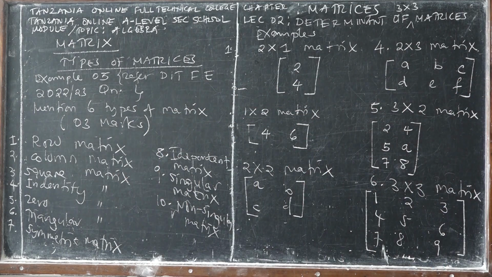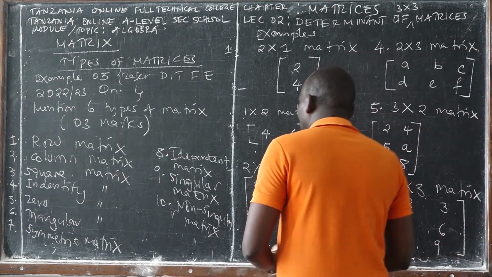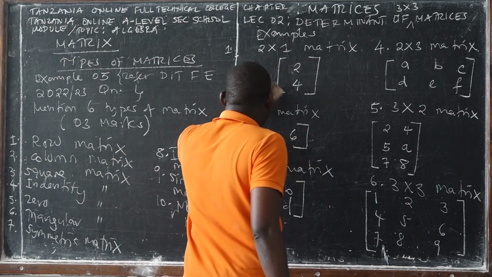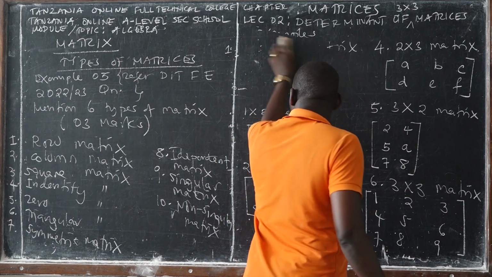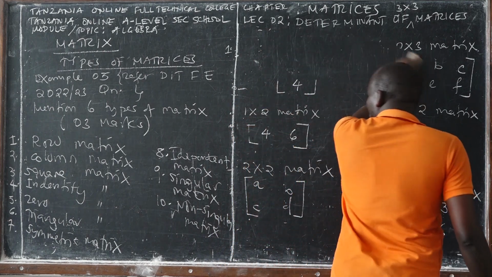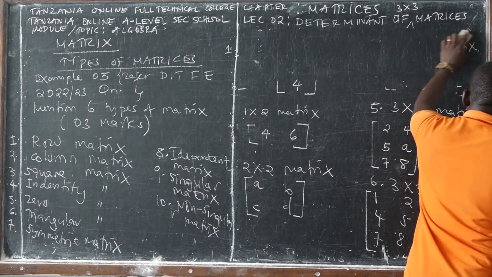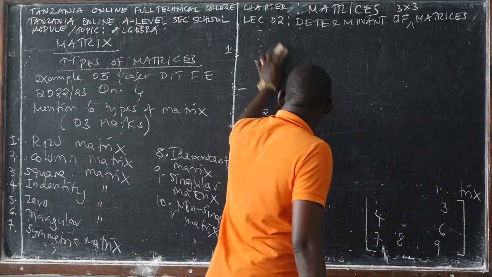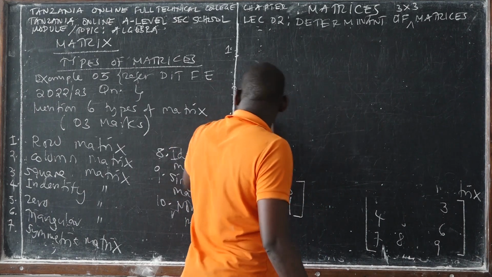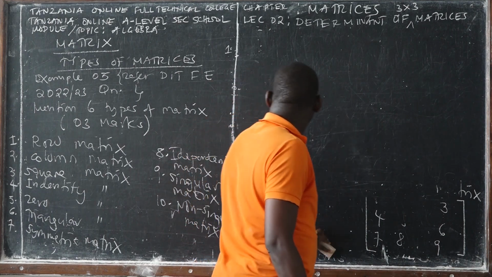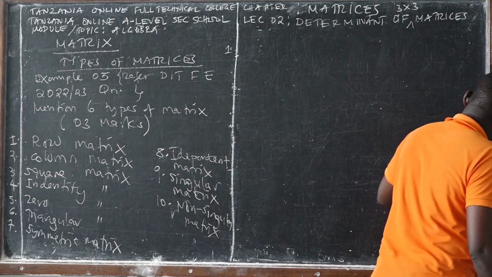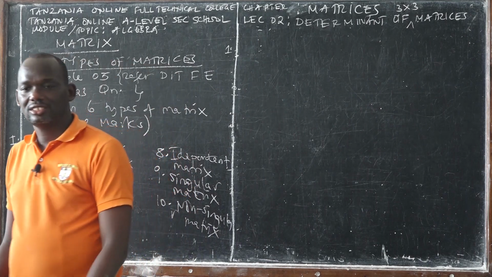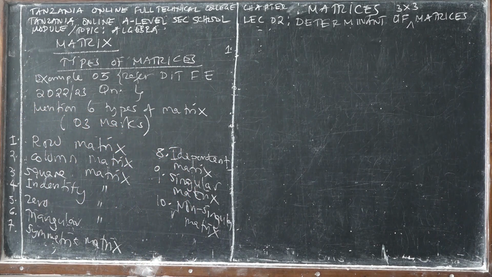Class, say row matrix. Let us reinforce understanding. Row matrix. Column matrix. Identity matrix. Square matrix. Zero matrix. Triangular matrix. Symmetric matrix. Idempotent matrix. Singular matrix. Non-singular matrix.